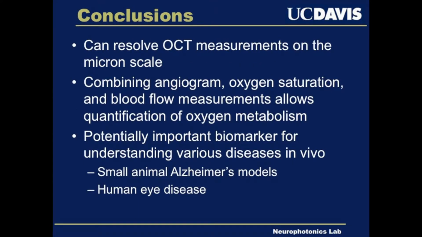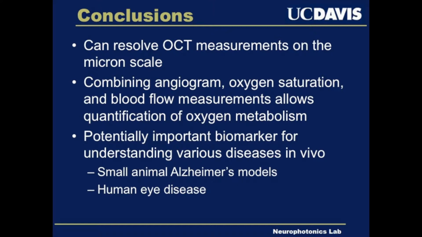And so, just a couple conclusions. I also want to mention that all of this is done without any sort of extra contrast agent. This is using purely endogenous contrast, which is another, I think, very important feature of OCT. So just a couple conclusions. We can resolve OCT measurements on the micron scale. The OCT measurements that we get in the visible spectrum can provide an angiogram, oxygen saturation, and blood flow measurements.